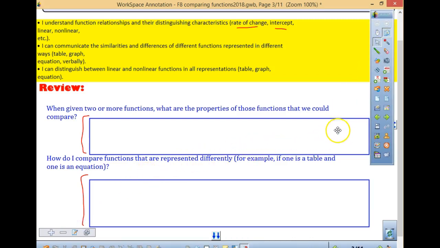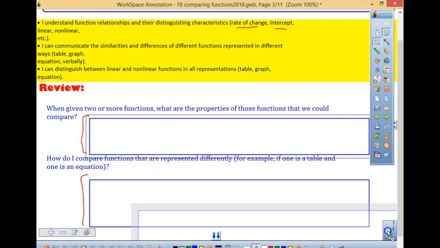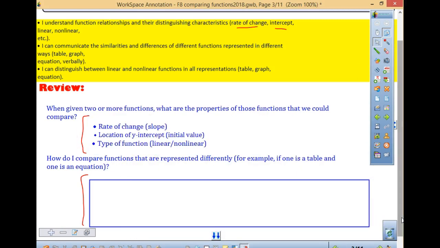That first one, this is what I would like you to write down in your notes. This is page 17 in your notes. Please write down things that we can look at when we're given two or more functions. We can compare their rates of change, their location or y-intercept, sometimes called their initial value. And we can compare the types of functions, if they are linear or nonlinear.